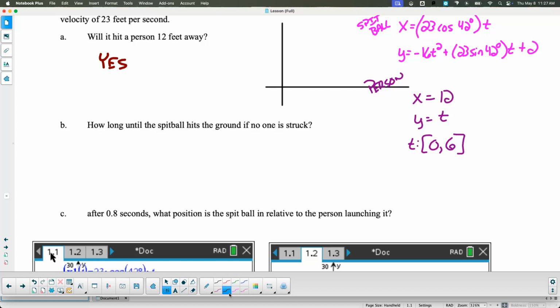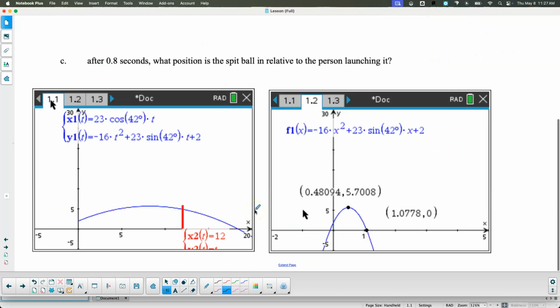How long until the spitball hits the ground if no one is struck? How long is the spitball in the air? Air time right here? I analyzed the graph. Maximum and 0. Just a normal function. But you use x instead of t. So x is time. If you use t here, then you have to put in a slider or something. You get all goofy because you're using the wrong variable. Okay.